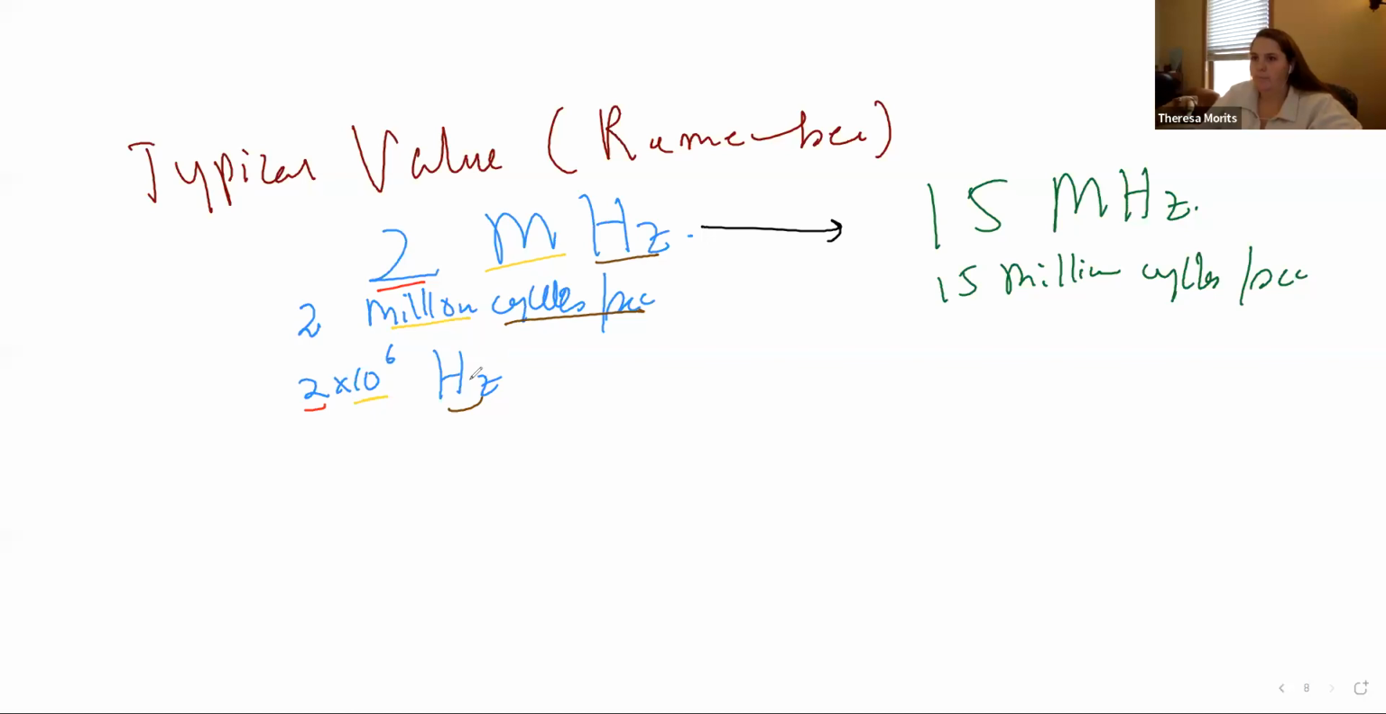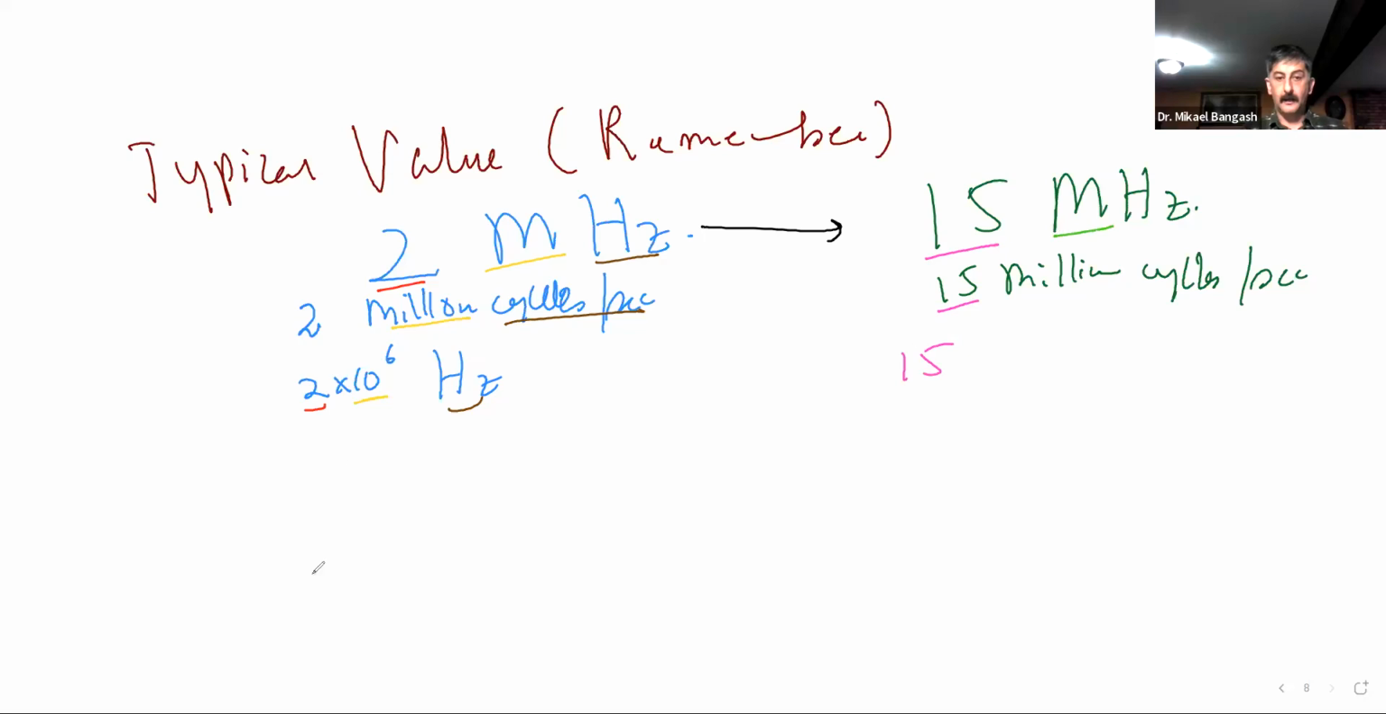Whereas on the other hand, we can say 15 is 15, and your mega or your million is the same as 10 raised to the power 6. And what we say is cycles per second is going to be hertz.